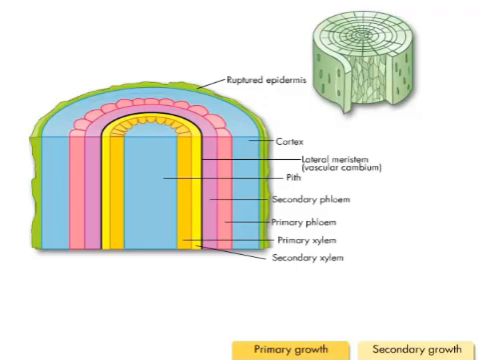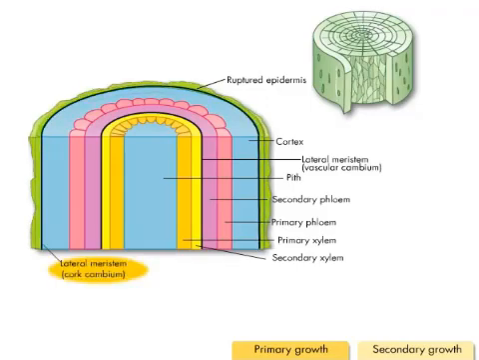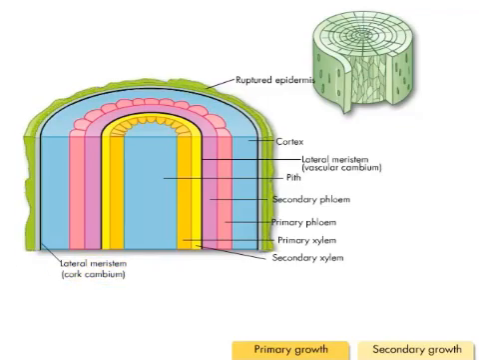The other type of lateral meristem is cork cambium, which is located between the epidermis and the cortex. Cells of the cork cambium divide and produce cork, the waterproof outer part of the bark of trees and shrubs.